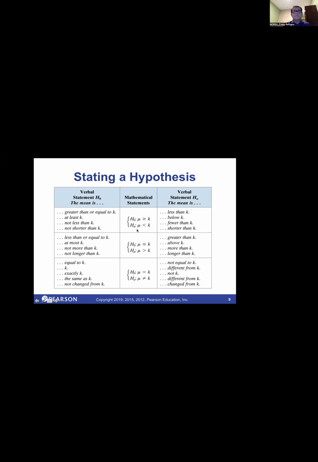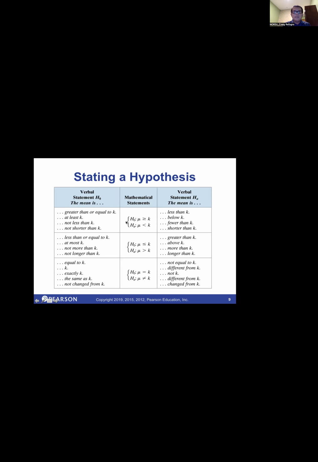None so far, sir. Okay, sige. So I discussed already the middle column. These are the three possible pairings of the null hypothesis and the hypothesis which we classify as alternative hypothesis. So in terms of H0, we have mu greater than or equal to K, then mu is less than K.